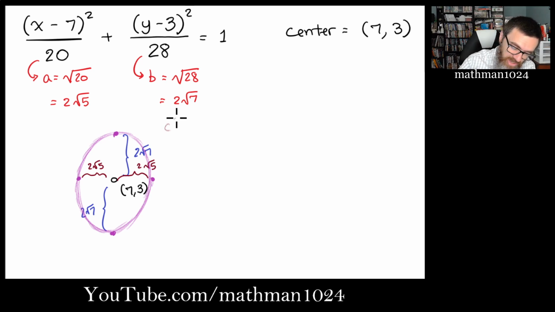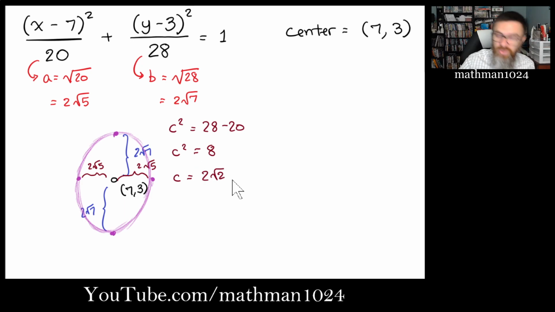So c squared is going to be the difference between these guys. So 28 minus 20 means that c squared is equal to 8. And when you take the square root of that, you have 2 square roots of 2. So that is how far away we are from our center.